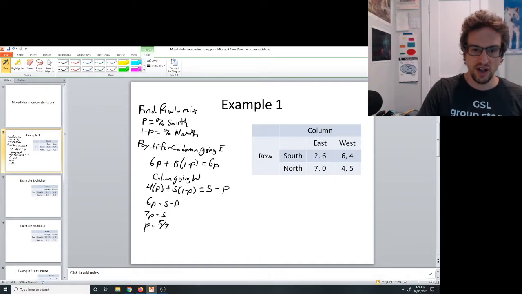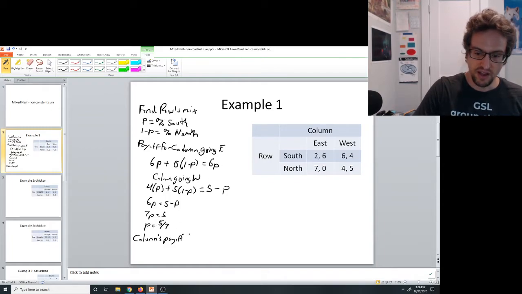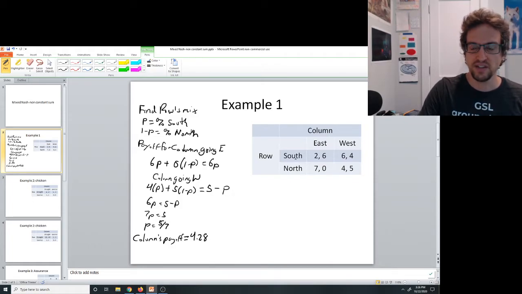Okay, and that gives us a payoff for column by just plugging this back into either 6p or 5 minus p. It comes out to be 4.28. That might be 4.29; I don't remember what the rounding is, so apologies if that's wrong. So P is 5/7, which means that the row player will play south 5/7 of the time.